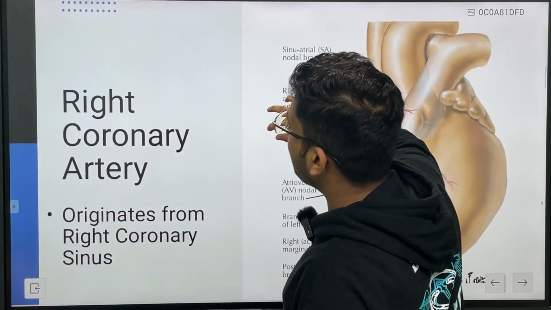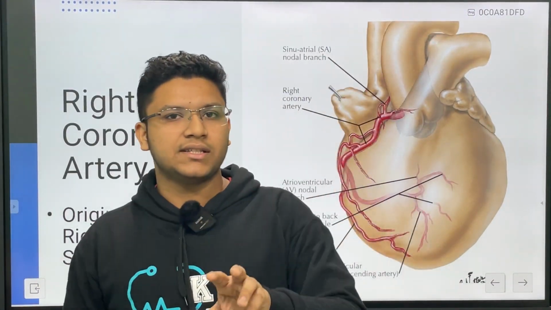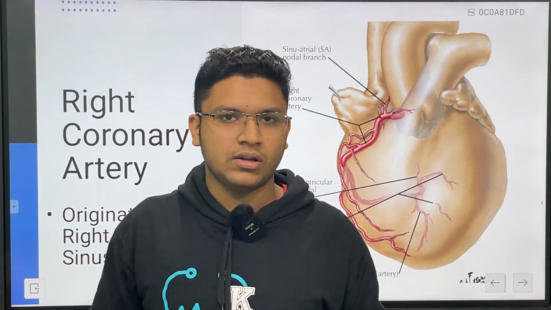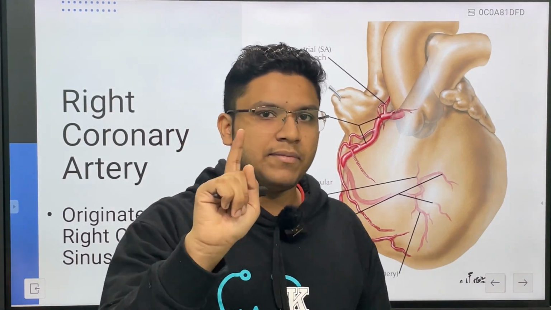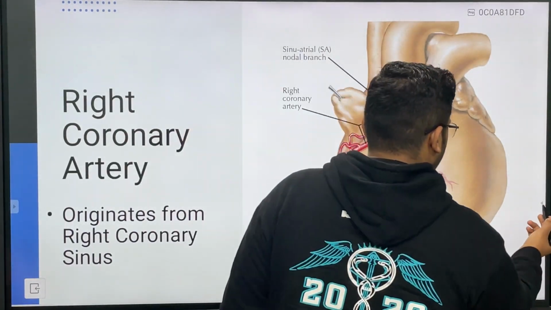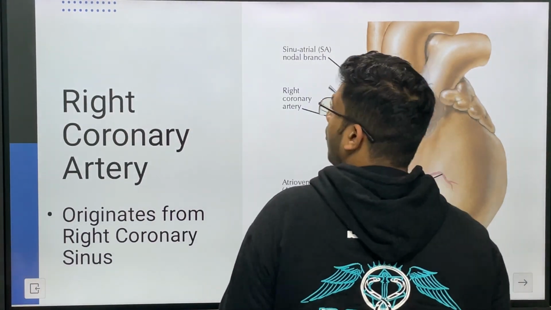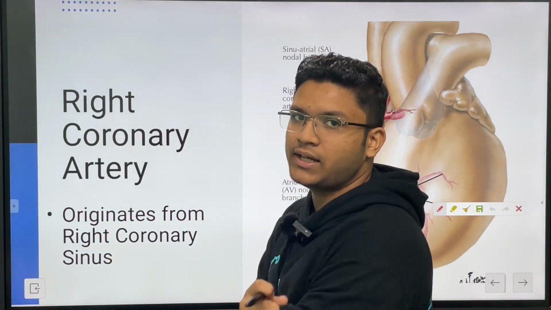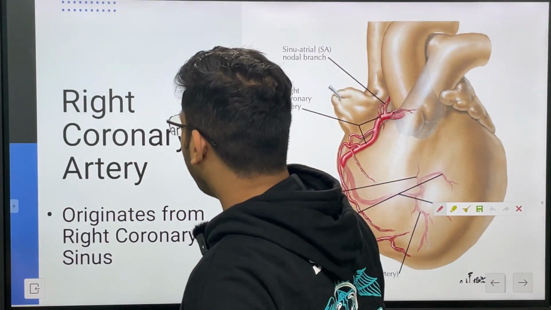So next one is your right coronary artery. We have already discussed that there are two coronary arteries which are supplying the wall of muscle. इनमें से एक है आपकी right coronary artery और एक है आपकी left coronary artery. We will discuss both the arteries in detail. So let's start with the right coronary artery.